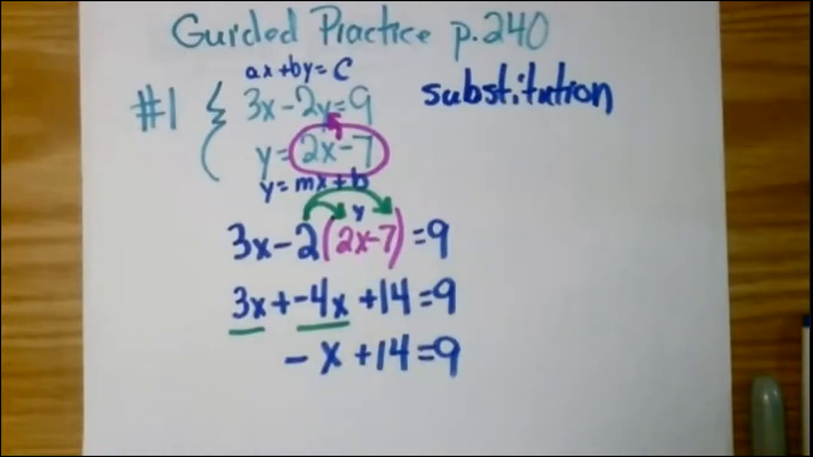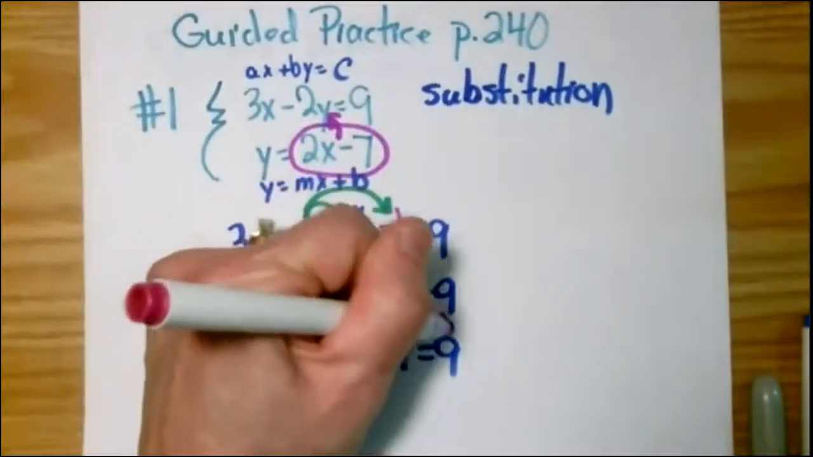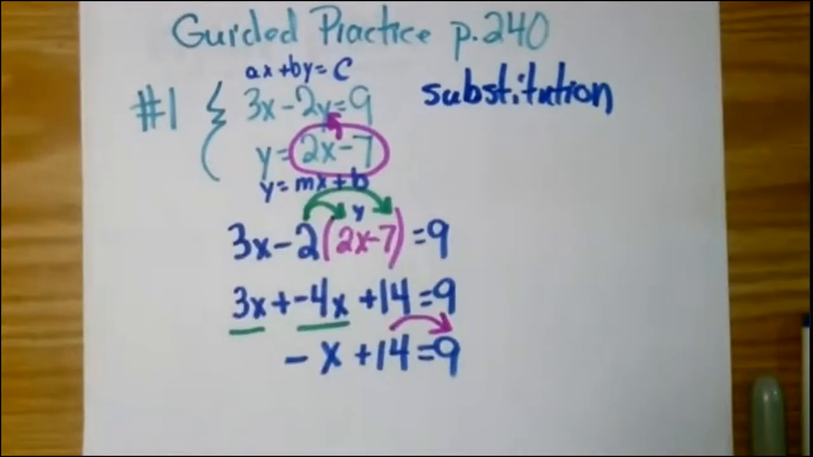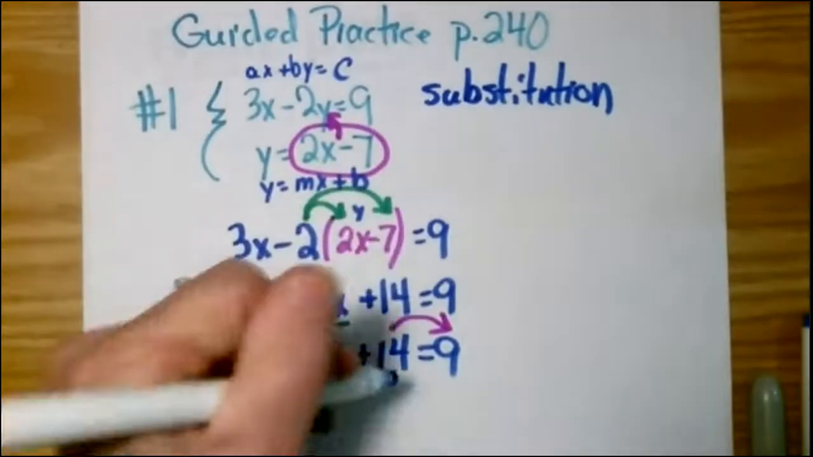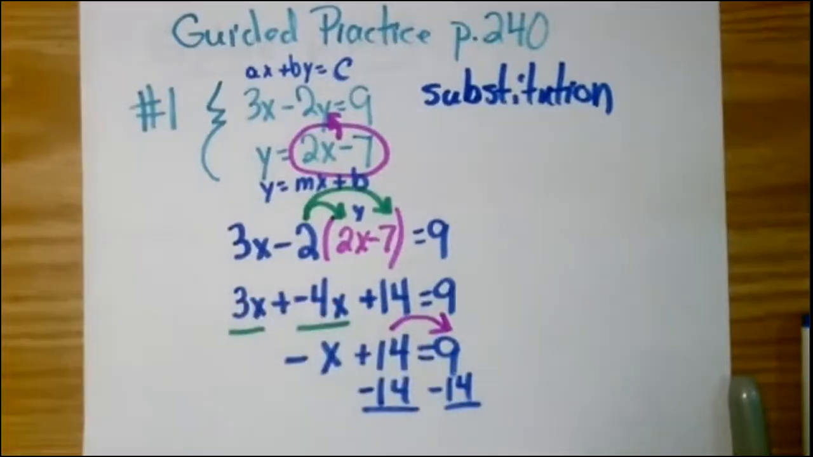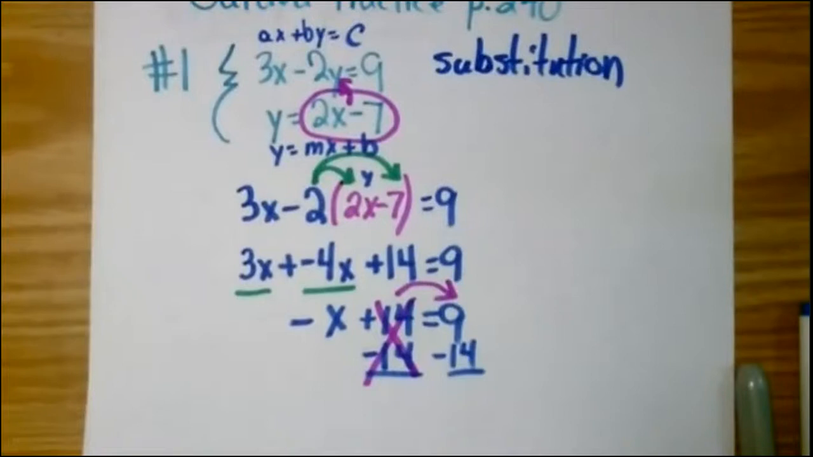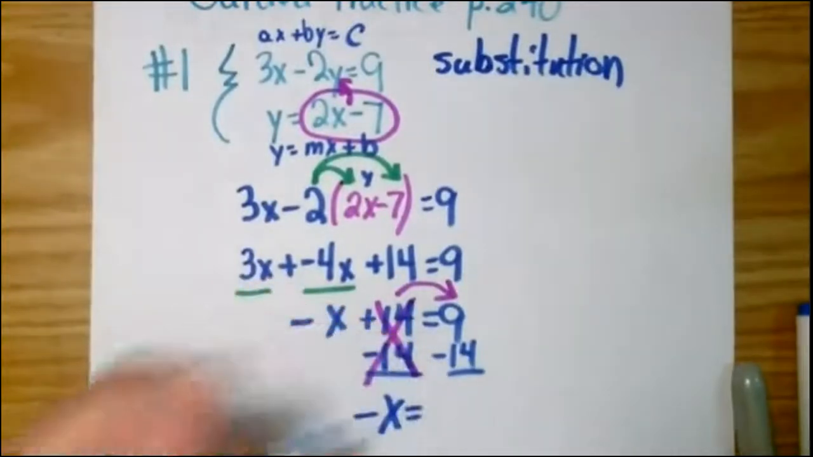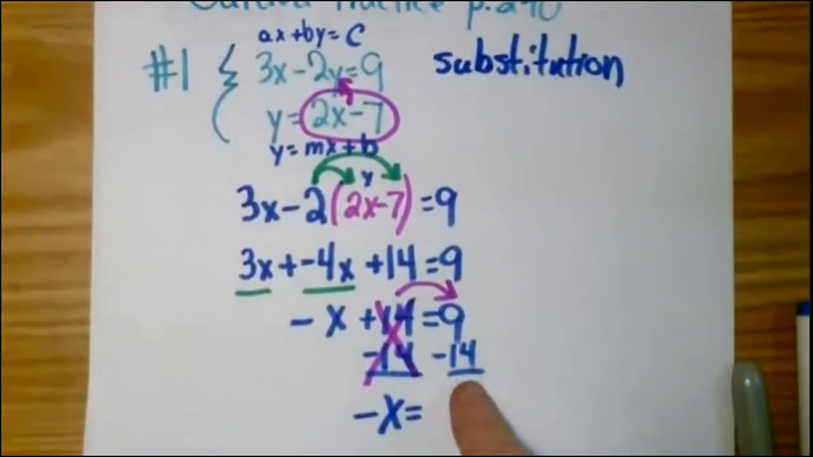So now I have to take my 14 and get it over to this side. So I'm going to subtract 14 from both sides. Hopefully this is becoming easier and easier for you. Those cross off. A positive 14 and a negative 14 is 0. I'm left with just negative x equals, well, negative 14 and a positive 9. So that is what?